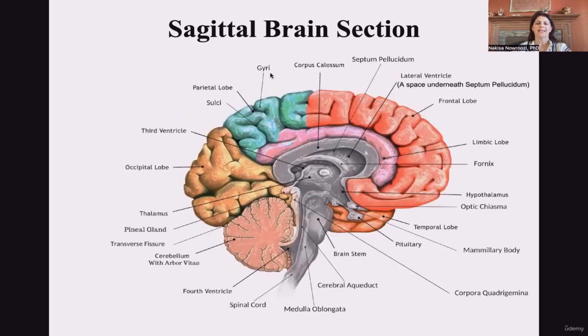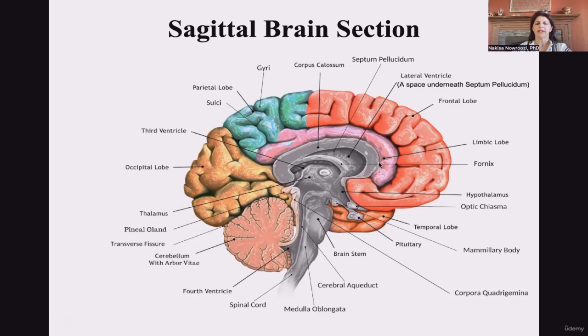We're looking at the sagittal section of human brain. Again, this part is our cerebrum, and this is our cerebellum. And transverse fissure here is also very obvious between the two parts of the brain. Inside the cerebellum, you see arbor vitae. It's kind of like tree of life. They look like tree branches. Cerebellum with arbor vitae.